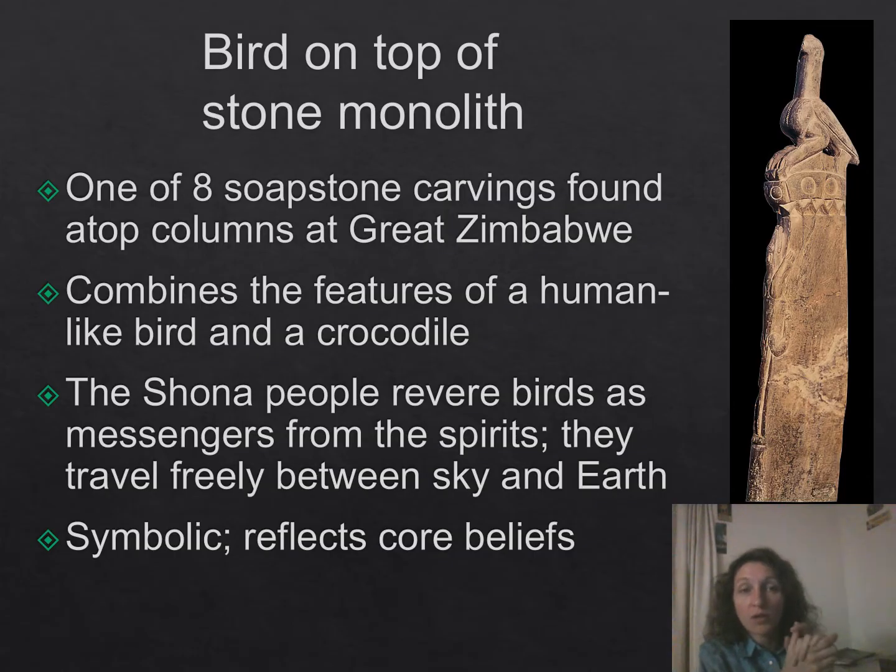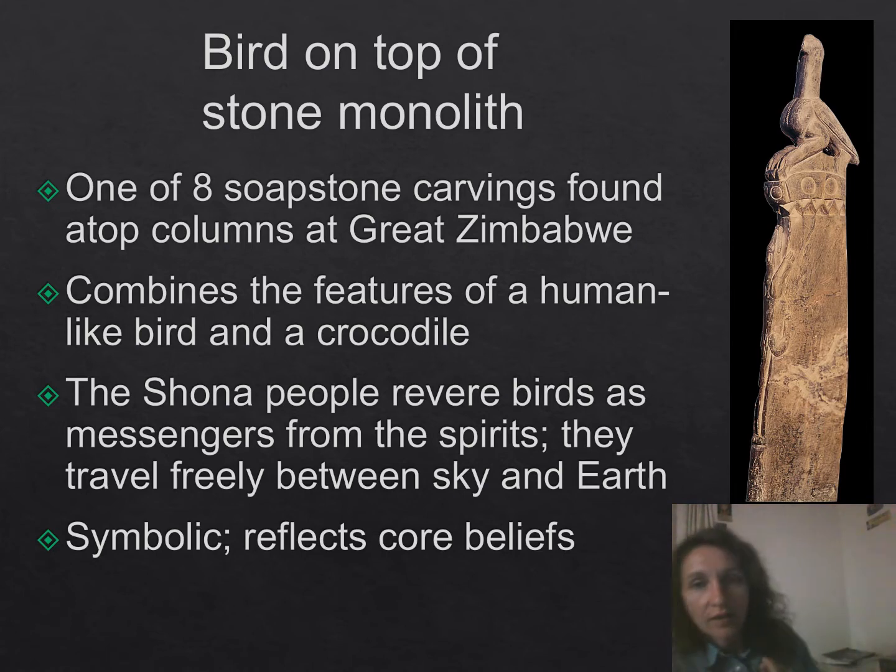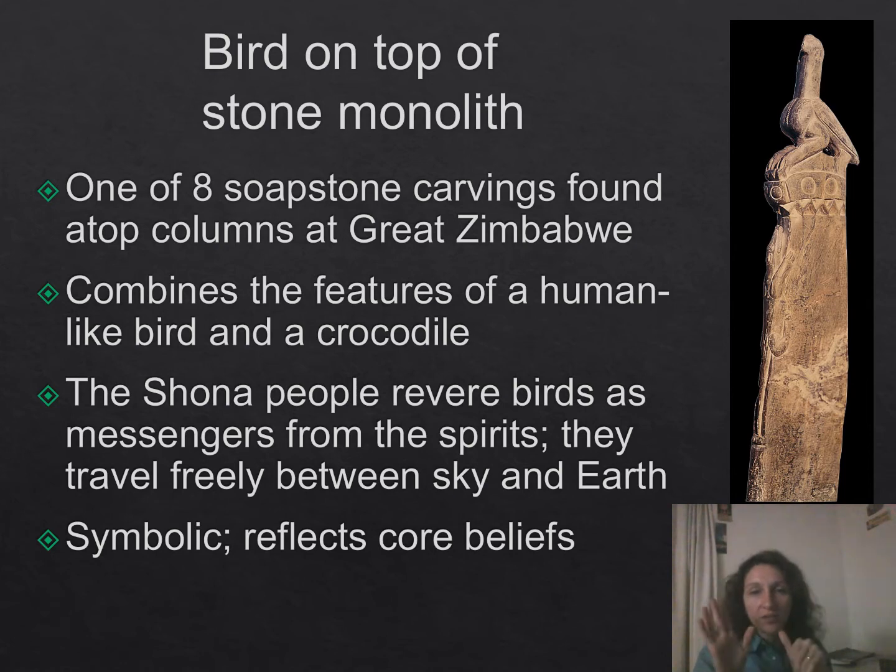All right. And as part of 8, there were 8 carvings found on top. So that human, bird, crocodile, right, which is symbolic of the sky and the earth and all those kinds of things. All right, so moving on to our next Zimbabwean artwork.